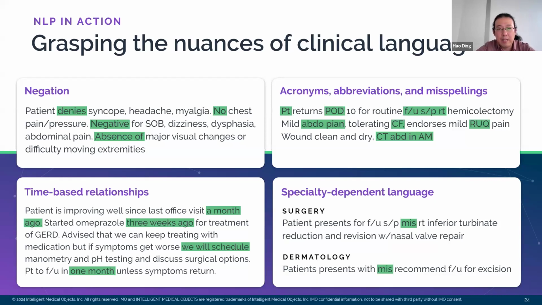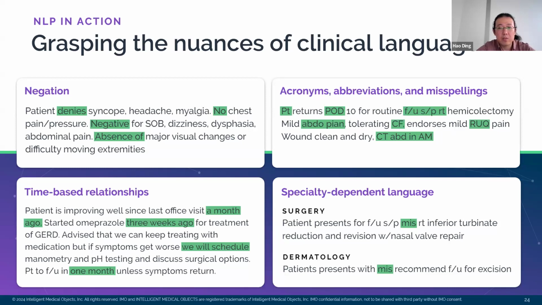For example, negation is critical to the understanding of clinical narratives. A statement like "patient denies something" indicates the absence of the symptom or disease. NLP must correctly interpret these negations to avoid false assumptions or false positives about the patient's condition.